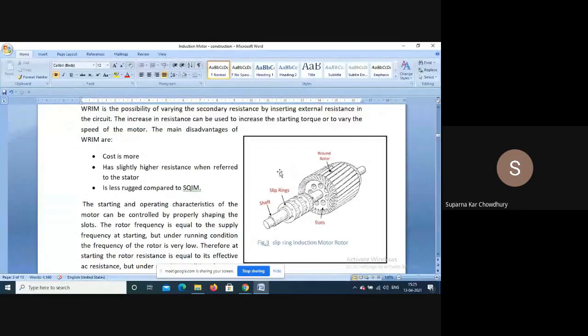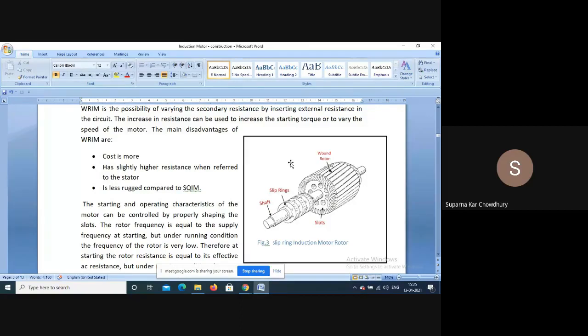The main advantage of the slip ring winding, we have seen, is that the resistance of the rotor circuit can be controlled by external resistance, and so we can insert resistance in the rotor circuit during starting or during running according to our needs. This machine is used particularly for applications where we require a very high starting torque.